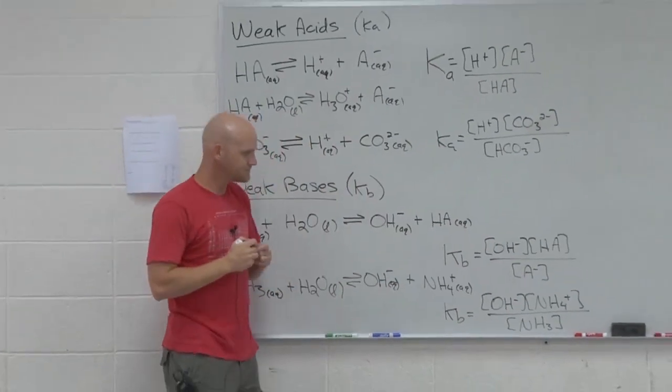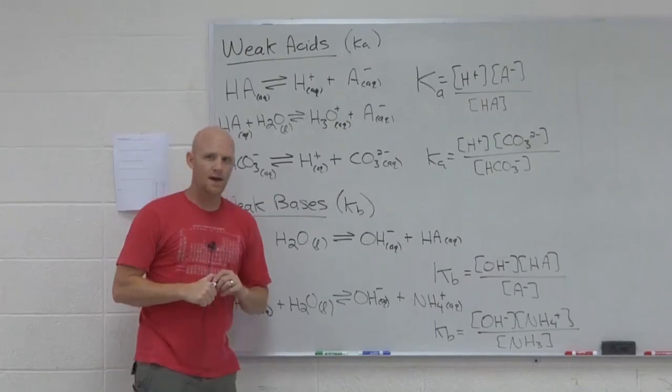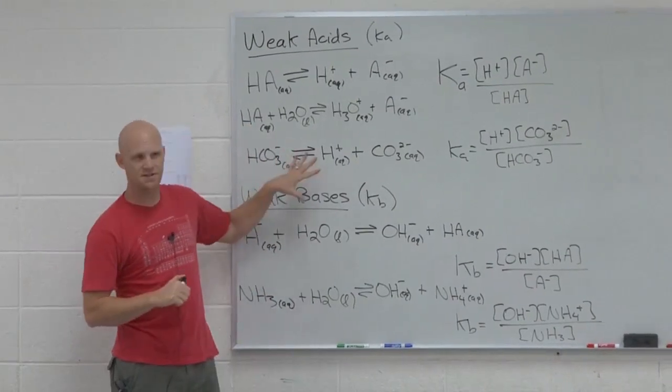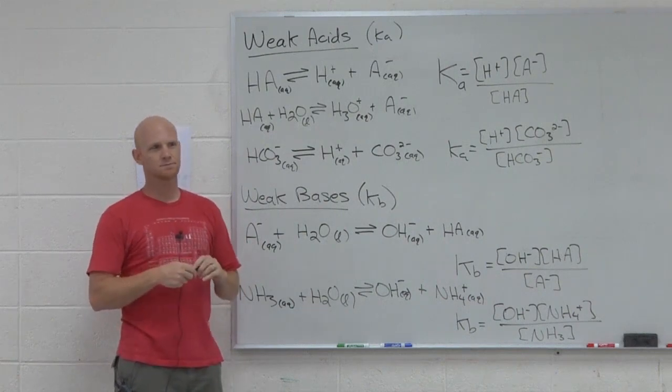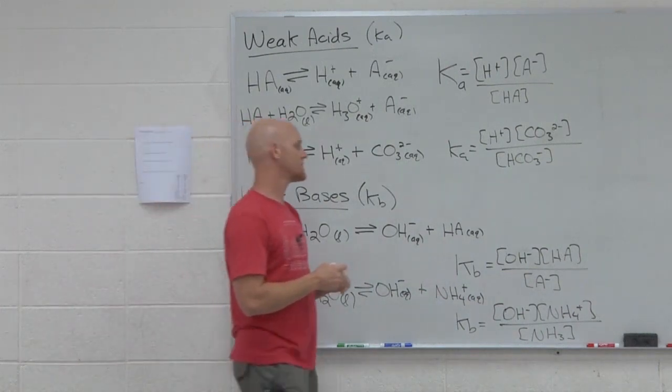Cool. Any questions on just this so far, Ka and Kb, how we derive them, what they represent? Okay, there's one more part to this.